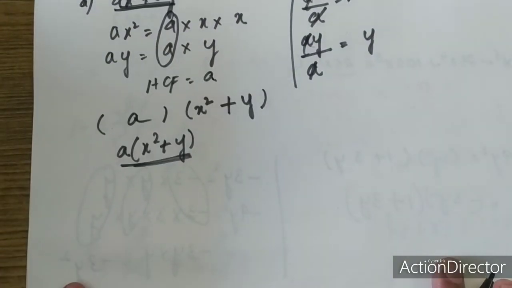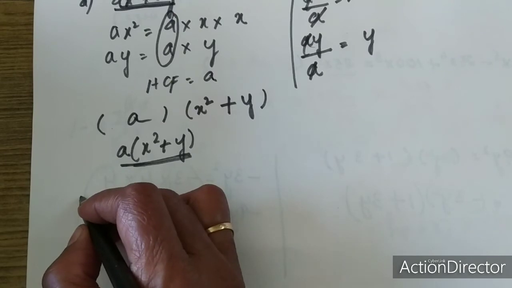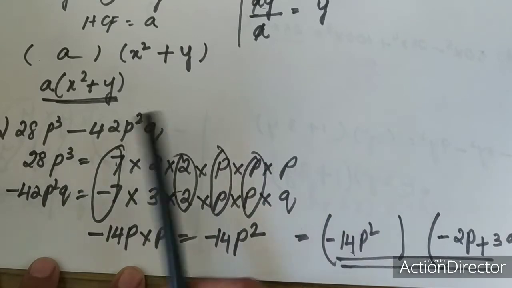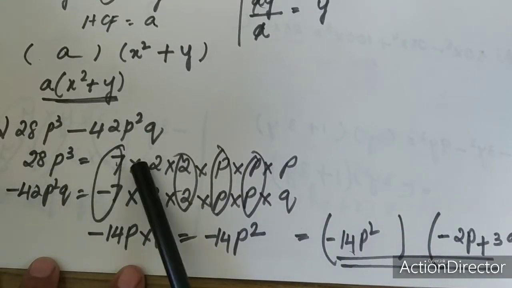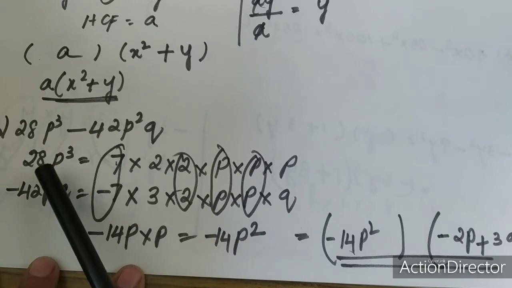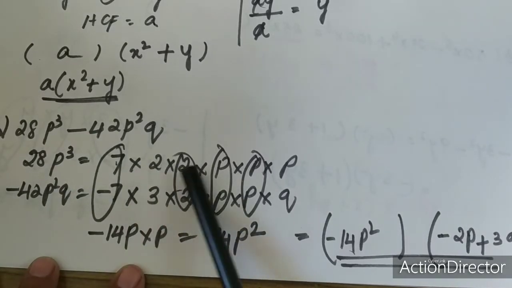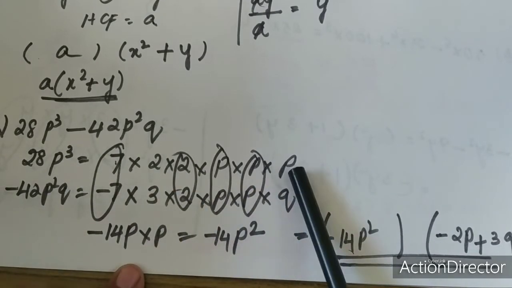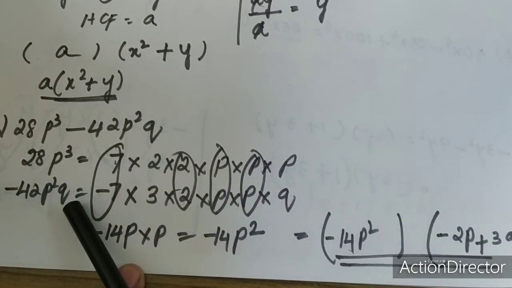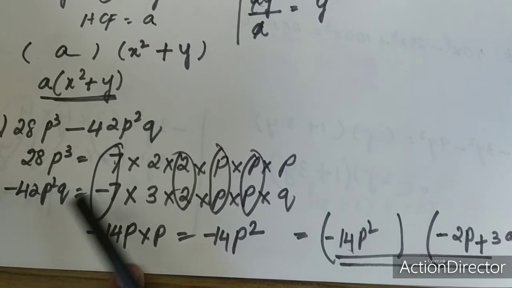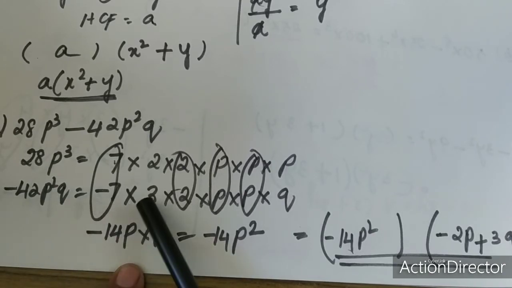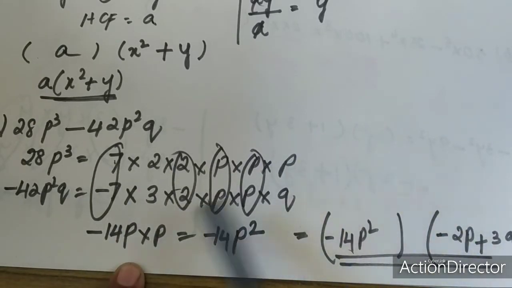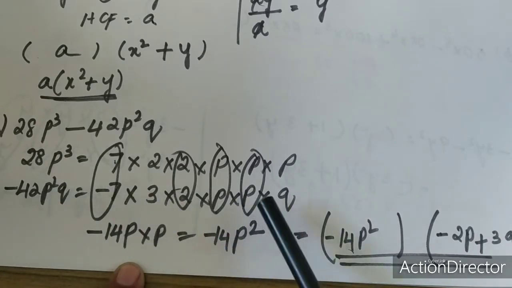Let me give one more example. I'll do 28p cube minus 42p square q. So 28p cube can be written as 7 fours are 28, so you can write orally: 7 into 2 into 2, and p you have to write 3 times, p into p into p. Similarly minus 42p square q: you know 7 sixes are 42, so minus 7 into 6, and 6 can be written as 3 into 2. If you don't know how to write, you can do the prime factorization in the rough column and then write it over here, into p into p into q.